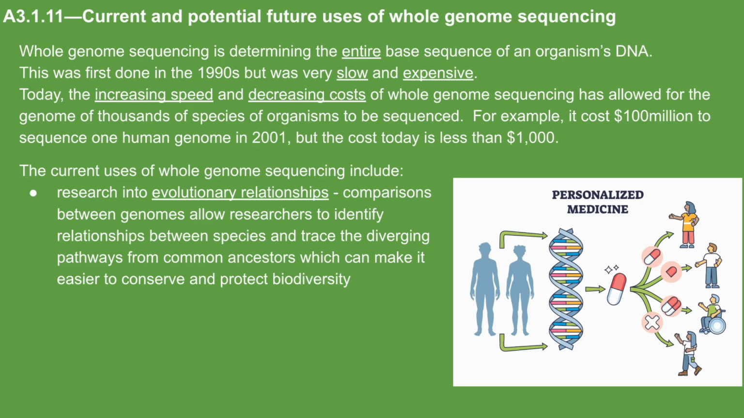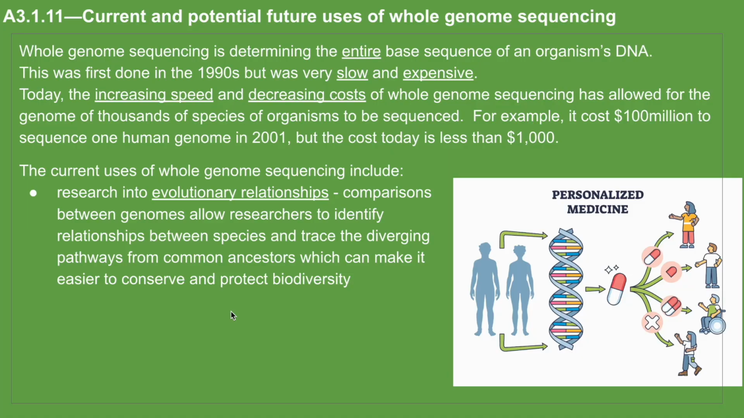Current and potential future uses of whole genome sequencing. So whole genome sequencing is determining the entire base sequence of an organism's DNA. This was first done in the 1990s, but it was very, very slow and very, very expensive. Today, the increasing speed and decreasing costs of whole genome sequencing has allowed for the genome of thousands of species of organisms to be sequenced, like those databases that you just looked at. For example, it cost $100 million to sequence one human genome in 2001, but the cost today is less than $1,000.